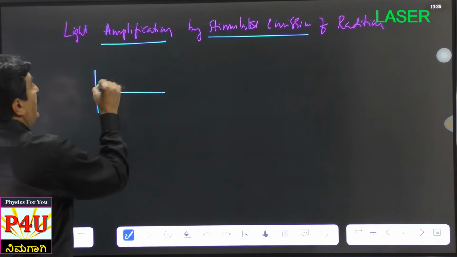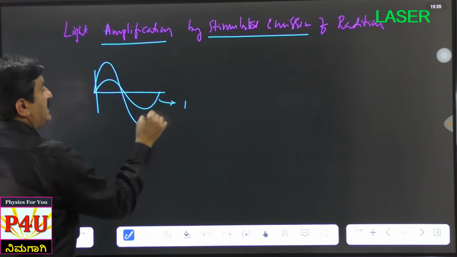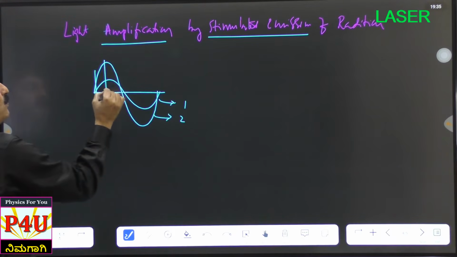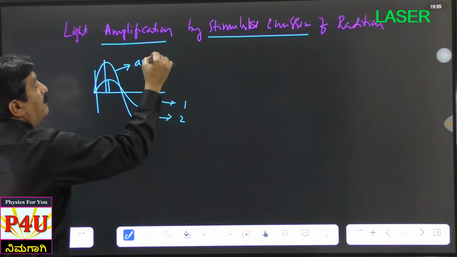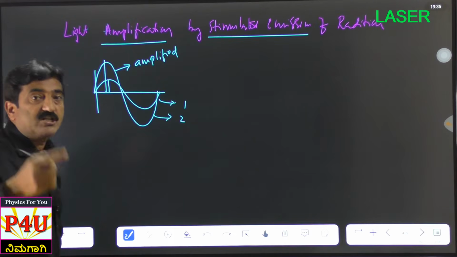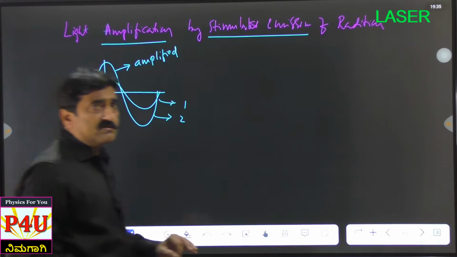For example, I have one wave like this. This is one wave. Another wave is like this. This is second wave. Definitely second wave amplitude is more than the first wave. So this is an amplified wave. So amplified, amplification, amplifier means the amplitude is increased. So this is in case of sound.